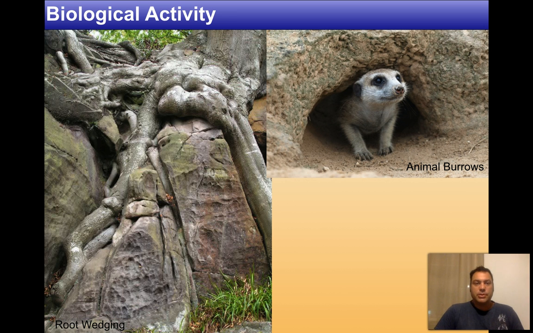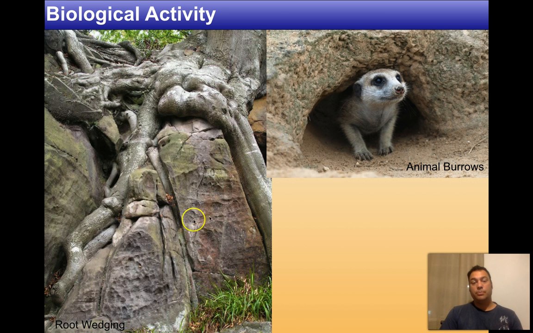All right. Biological activity. Here we see a really cool, I believe this is a sandstone. The sandstone is being attacked by this tree root, which is trying to get down to the soil beneath. And not just the soil, it's where the water is also at. So trees do this, and of course animal burrows. We see this right here. This would be called, by the way, root wedging. This is animal burrows.